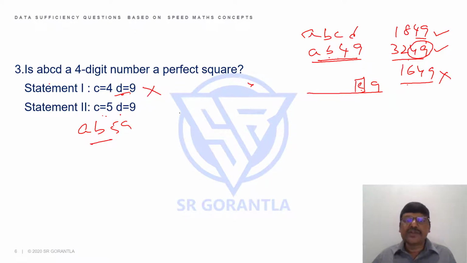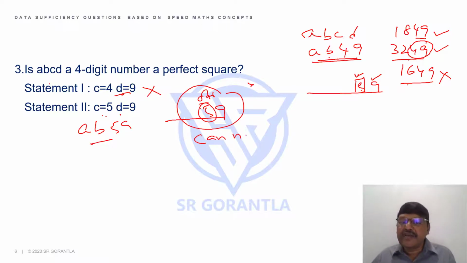Let's take the second statement, students. The last digit is 9 and the tens place is 5. You know any perfect square that ends with 9 should have the tens place even, but the tens place is odd, which means it cannot be a square. Any number that ends with 9 and has tens place 5 can never be a square. You are asking, is ABCD a perfect square? No, it can never be a square. Hence, as per the second statement, I can say no, it is not.